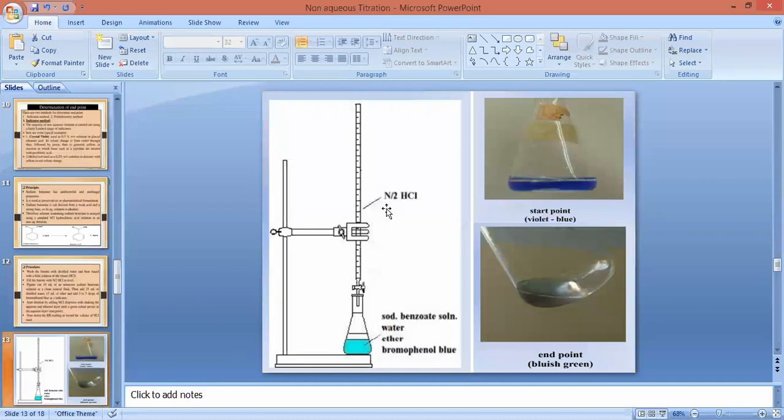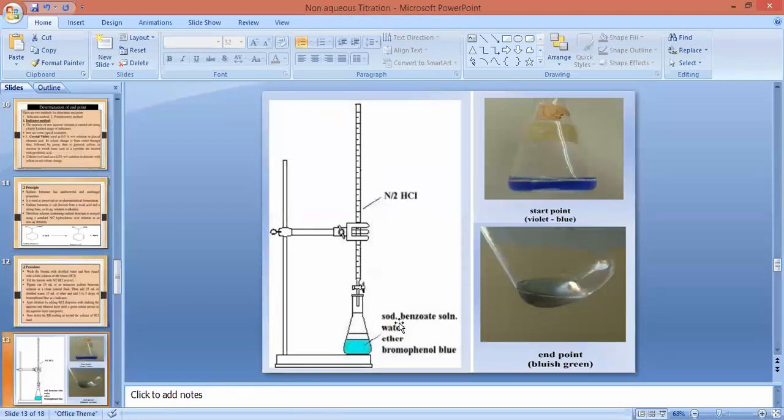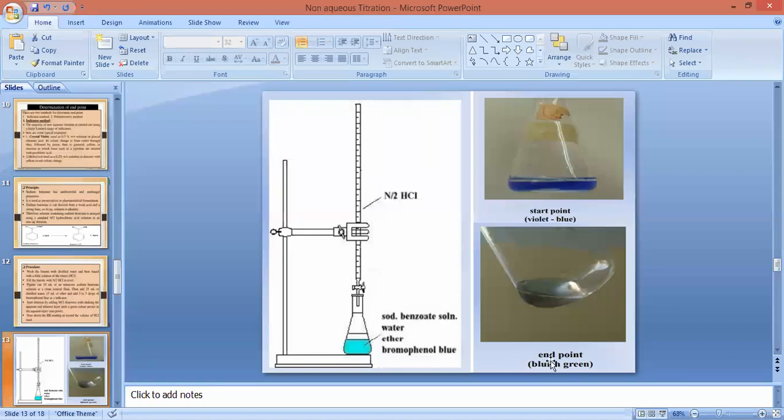In the burette, we are going to fill the standard solution of HCl. In the conical flask, there will be a solution of sodium benzoate. Next, we are going to add the organic solvent, that is ether, and lastly, bromophenol blue. Initially, at the start point, the color of the indicator, due to the presence of only alkaline sodium benzoate, will be violet to blue. But when we add 1 ml of HCl from the burette to the contents in the conical flask, a chemical reaction between HCl and sodium benzoate takes place, and that is indicated by the color change of the indicator, that is bluish green.